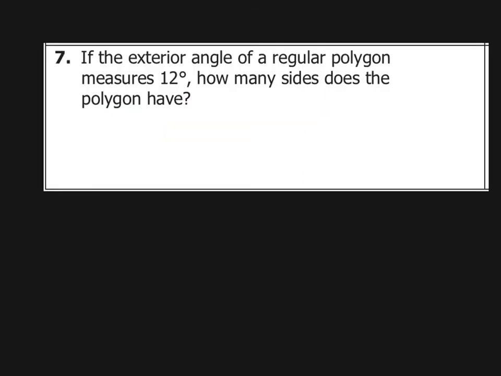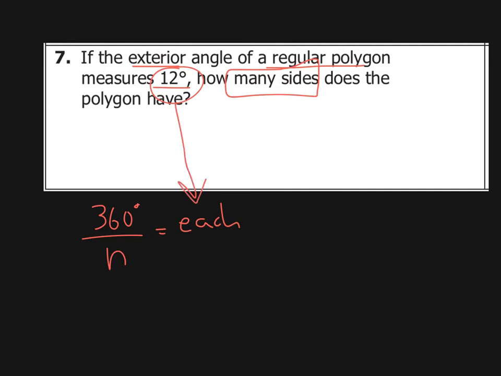How about if the exterior angle of a regular polygon is 12 degrees, how many sides does it have? Well, that's an algebra question. If you take 360 and you divide it by how many sides it has, you get the measure of each angle. So what's 12? Is 12 the sum? No, I already know the sum is 360. Is 12 the number of sides? Nope. 12 is the measure of each angle.